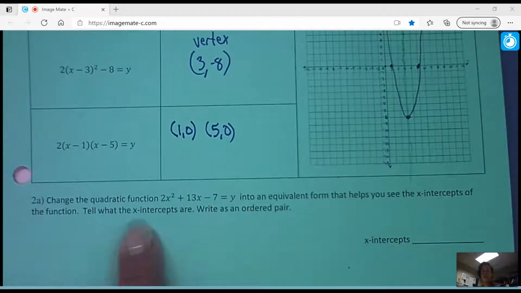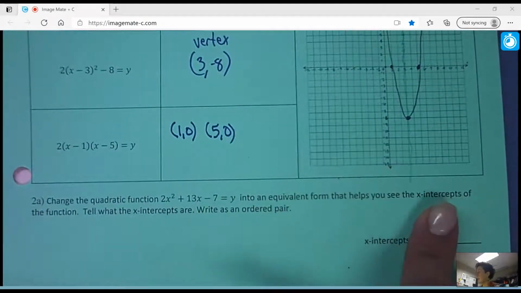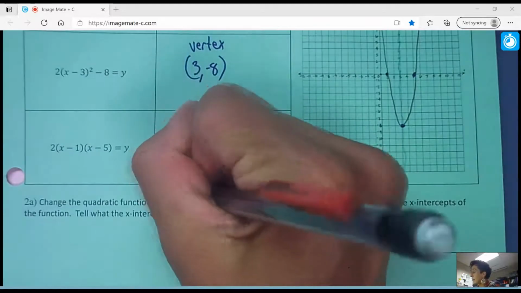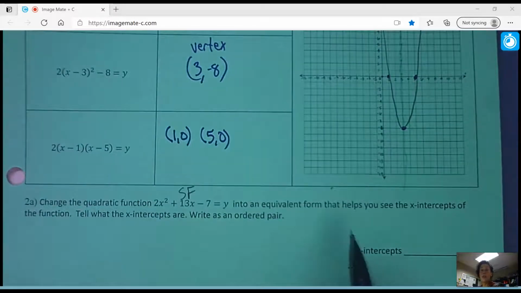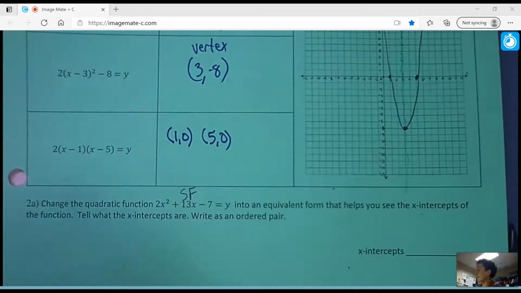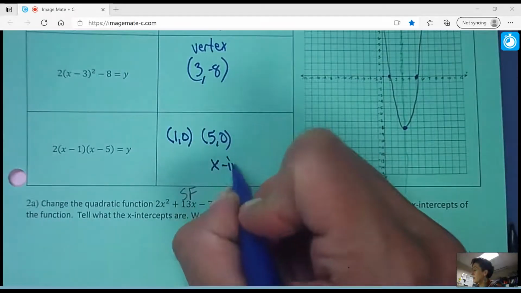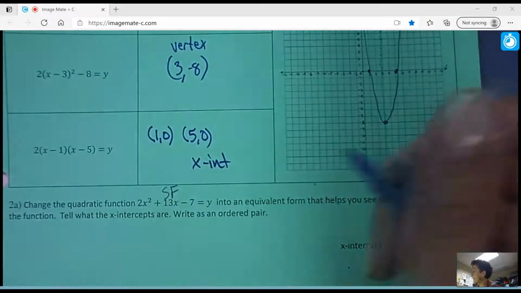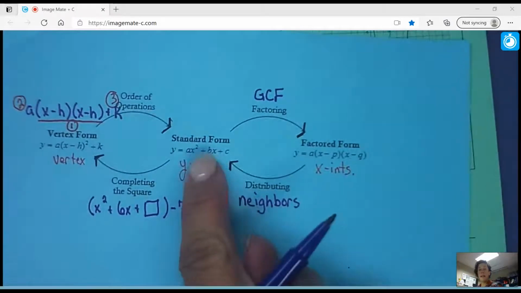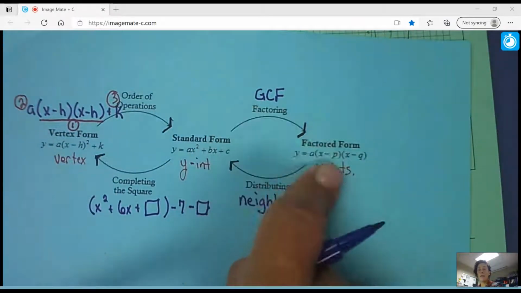So this is being phrased in a way that we aren't used to seeing, but we do know how to do this. So we're going to change this quadratic function, which right now is in standard form, to the equivalent form that helps me see the x-intercepts. So, which I did not write up here, the x-intercepts come from factored form. So I will have to get this into factored form. And the way to do that, to go from standard form to factored form, is factoring.